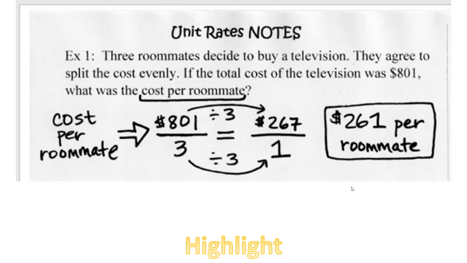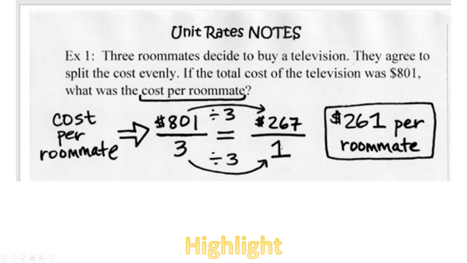We have the situation: 3 roommates decide to buy a television. They agree to split the cost evenly. If the total cost of a television was $801, what was the cost per roommate? So we're going to set this up with the cost being in the numerator, the per matching up with the fraction bar, and the number of roommates going in the bottom.